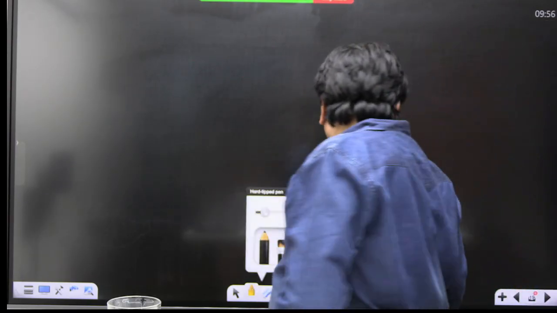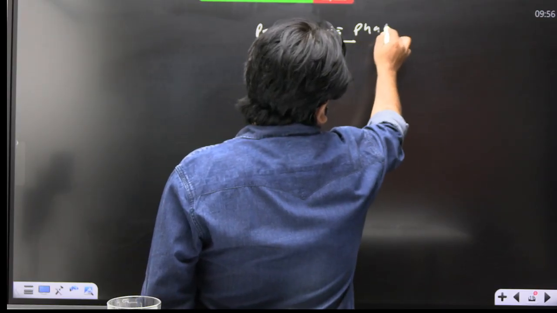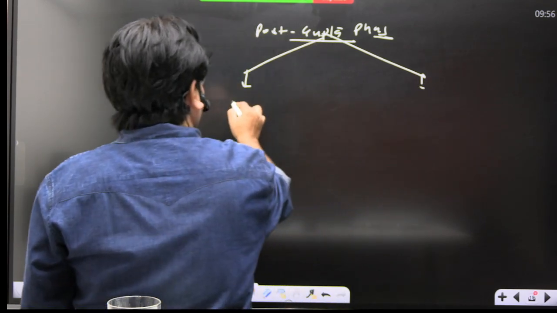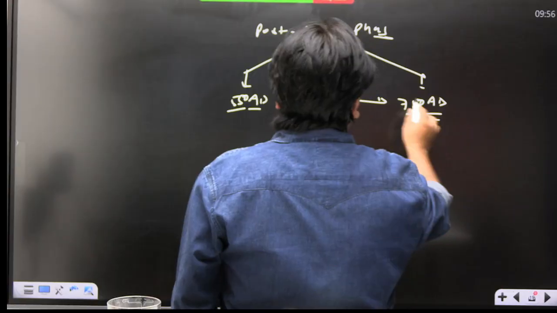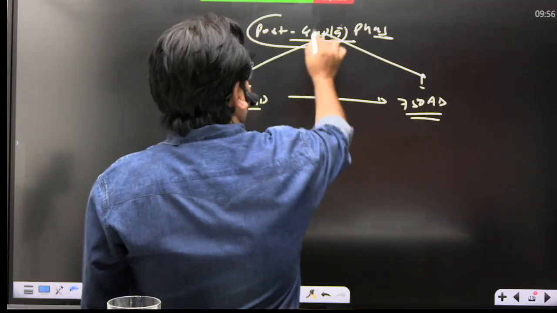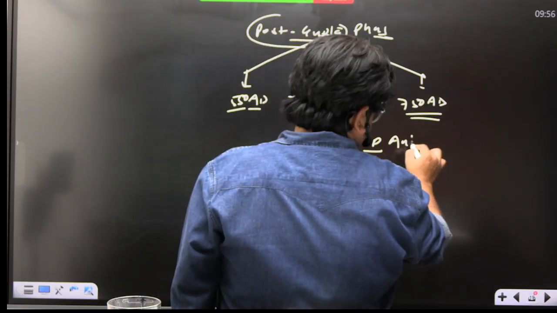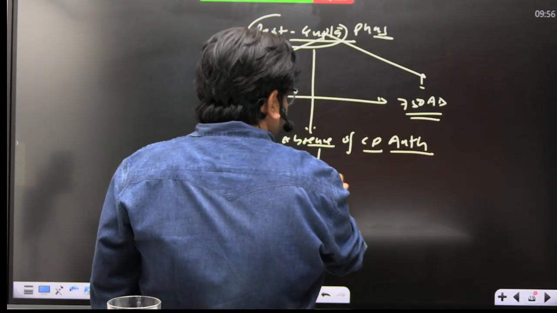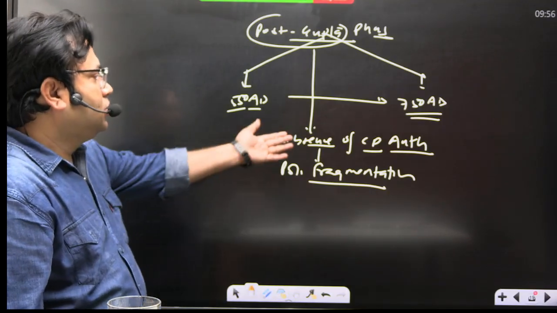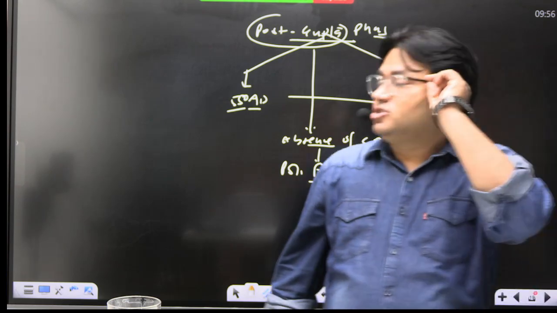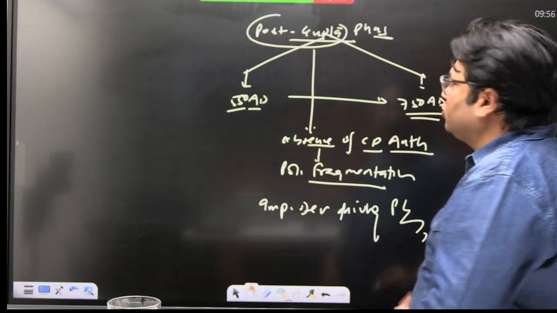Then the next is the post-Gupta phase. What is the time period? Very simple. 550 AD to 750 AD. This is the post-Gupta period. And if we are using this word post-Gupta, it means what? Absence of central political authority. It means political fragmentation. So we will discuss here important developments during post-Gupta.